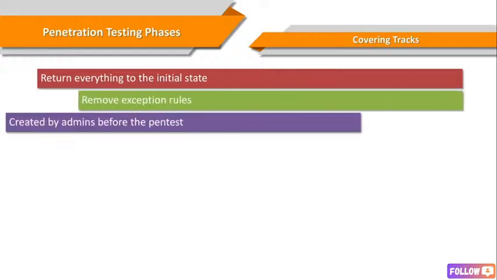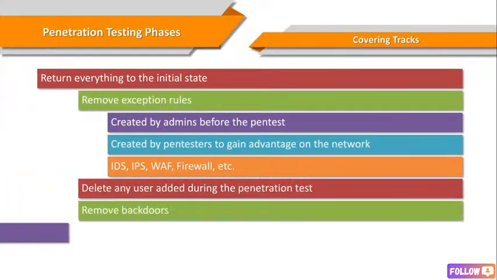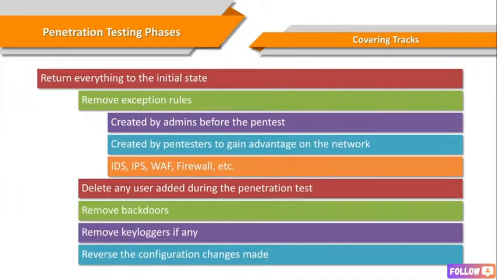The final phase before reporting is covering your tracks. It's basically returning everything to the initial state, the state before the pen test. Now, since you have limited time to perform the pen test, you might ask the system owner to define some privileges and exceptions for you. If so, you should remind them to remove these exceptions at the end of the pen test.